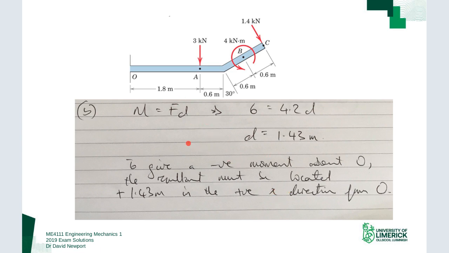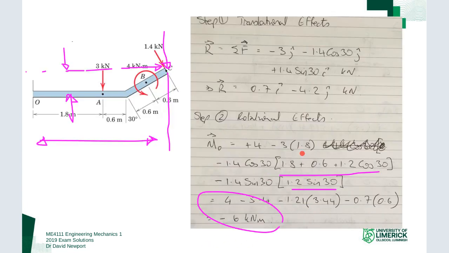So what I've done is I'm using simply that the magnitude of the moment is force times distance. So the magnitude of my moment is 6, and my force is 4.2. So I've taken the y component here, just the size of it. Okay, not taking the minus, just the size of it. Why have I done that? I want to figure out how far relative to O I could locate this resultant force, and I want to do it in the x direction. So I need the y component of the force for that.